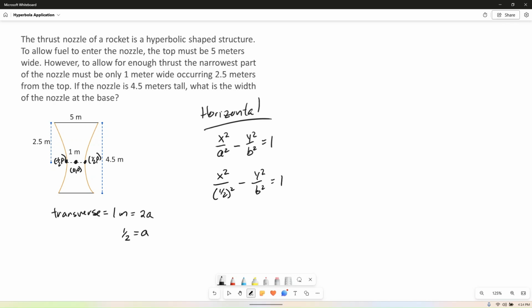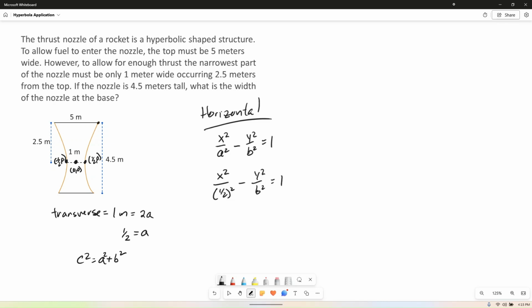Well, in order to find b, I don't know anything about the foci, which would tell me c. So I can't use that c squared equals a squared plus b squared, right? I can't use this equation because I don't know what c is. I don't know where the foci are. If I knew another point on one of the curves, I could use that to solve for b. So if I knew an x and y coordinate, I could plug those into the equation and solve for b. And it turns out we can actually figure out one of those points.